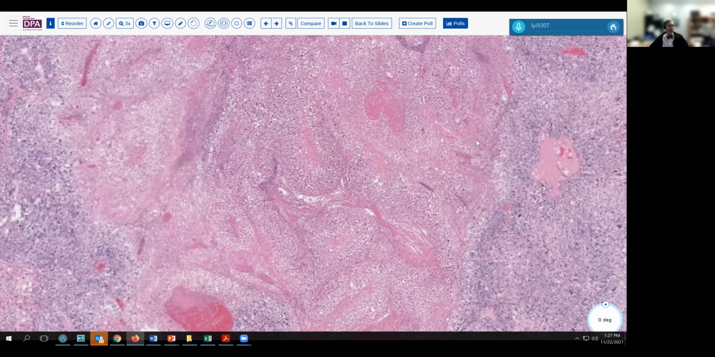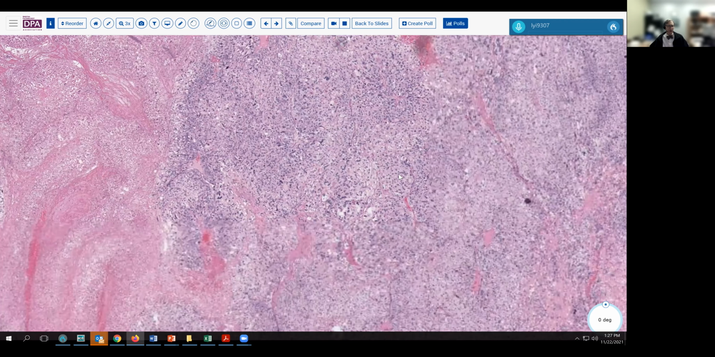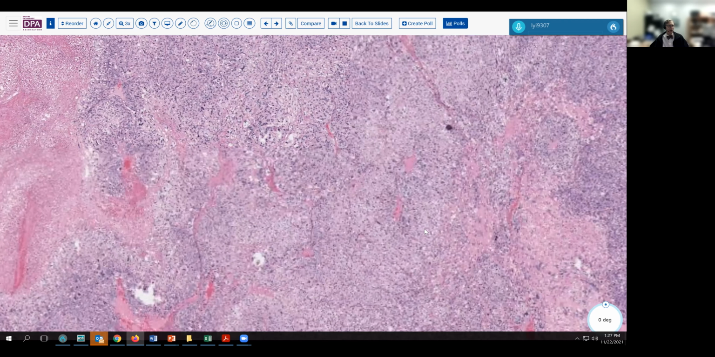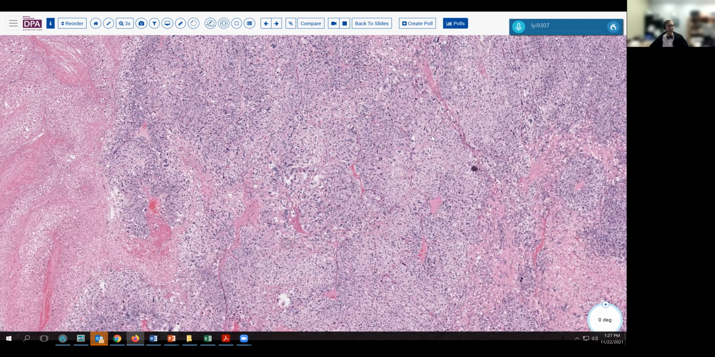So here, as we come into high power, we see this is just early necrosis, whereas what we were seeing over here was later necrosis. And we can appreciate at this magnification that this lesion has a fair degree of pleomorphism, along with a degree of lobulation.